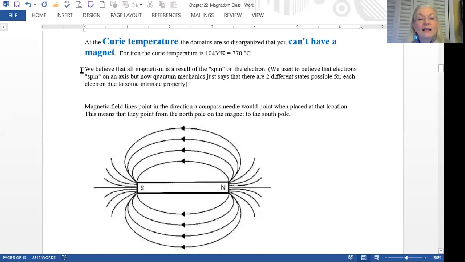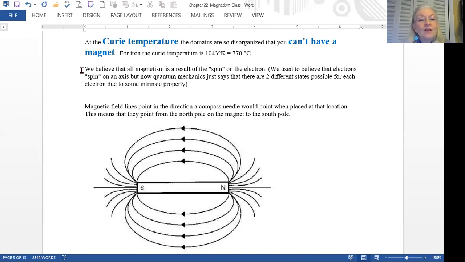We believe that all magnetism is a result of the spin of the electron. Now, please remember when we talk about spin, we don't think that they're twirling like a merry-go-round. It's just a way to describe something that produces two states. We refer to the spin as being spin up or spin down. I know you thought I was going to say clockwise and counterclockwise, but we talk about spin up and spin down. And it's just an intrinsic property of electrons that they have this property that we call spin, just a name.